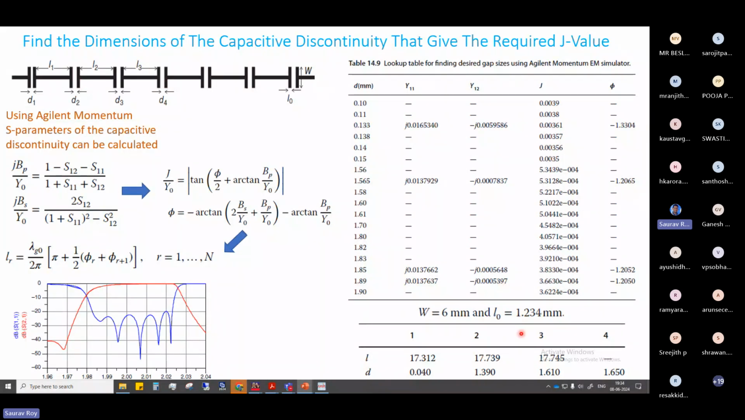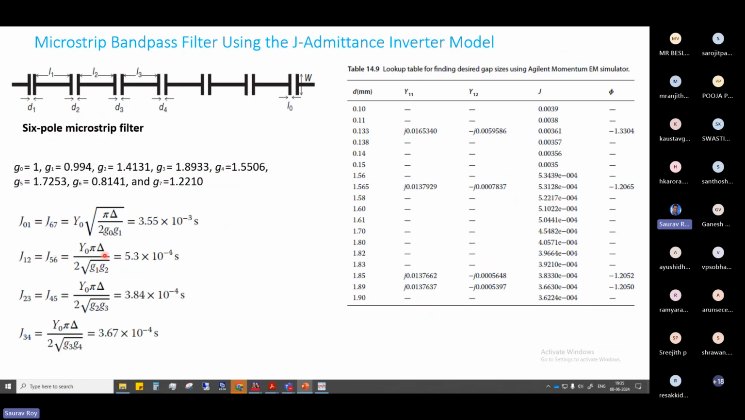Now how do we calculate the D? So they say if these J's are required, if these are the J values required, what should be the D value here and the phi value here? The D and phi are required. Now how do we get the J value here? J value we can calculate here from the given things.